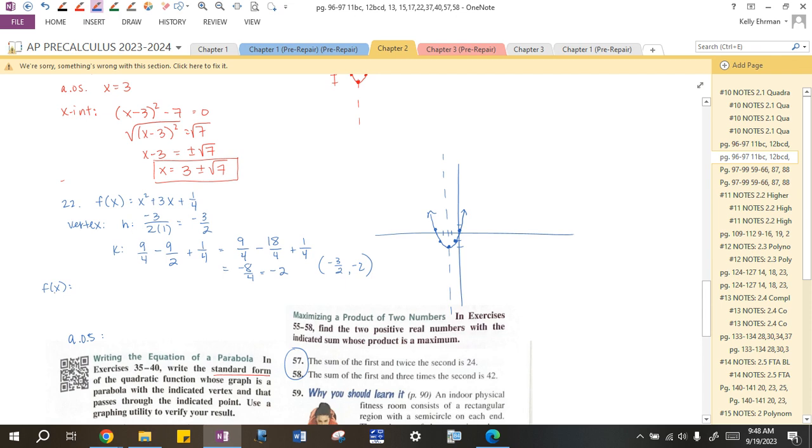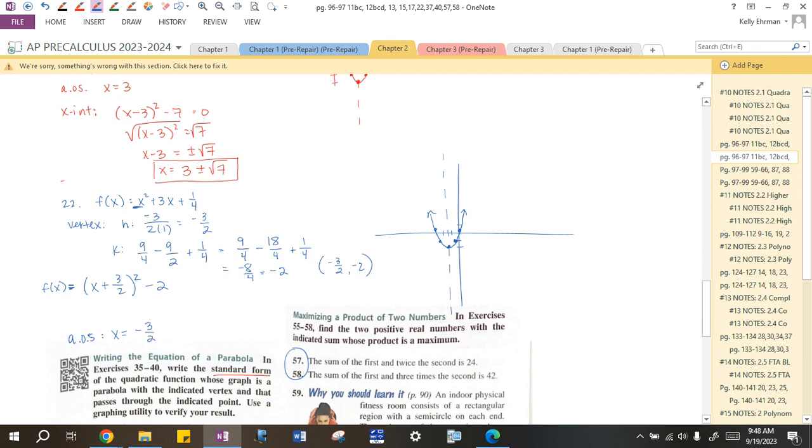When I write my f of x, the number in front of x squared is 1, so I can not have anything out in front of parentheses. X plus 3 over 2 squared minus 2. F of x equals that, sorry. Axis of symmetry, x equals negative 3 over 2.